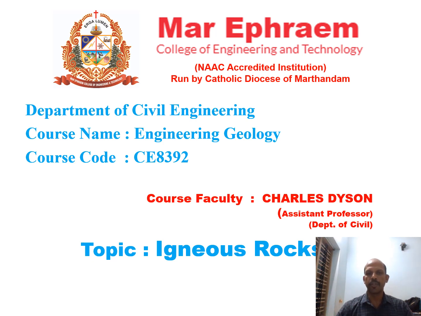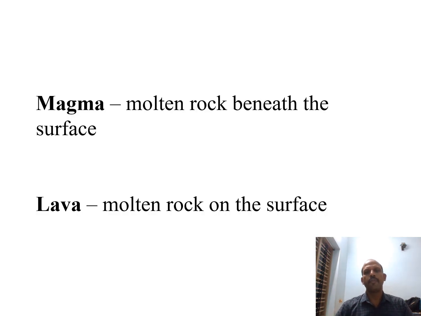So today we'll look into the topic of igneous rocks from engineering geology. So intrusive igneous rocks, this is the topic. So let's see about magma and lava first. Magma means molten rock which is present below the surface of the earth, and lava is the same molten rock which is on the surface of the earth after the volcano erupts.